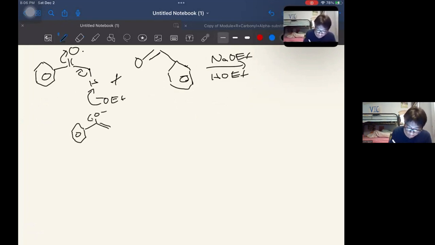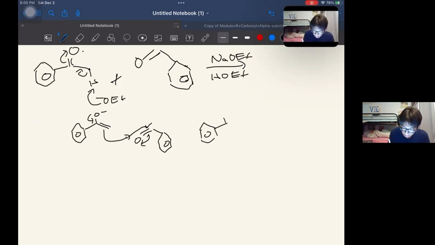And then it goes down and reacts with the other aldehyde. That causes the double bond electrons to go onto the oxygen. It looks like this. And then the oxygen reacts with an H because it's negative.